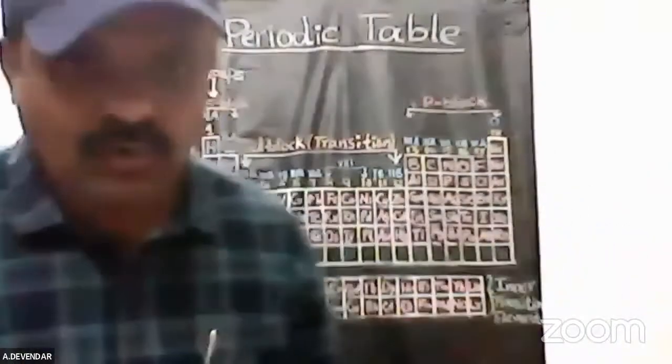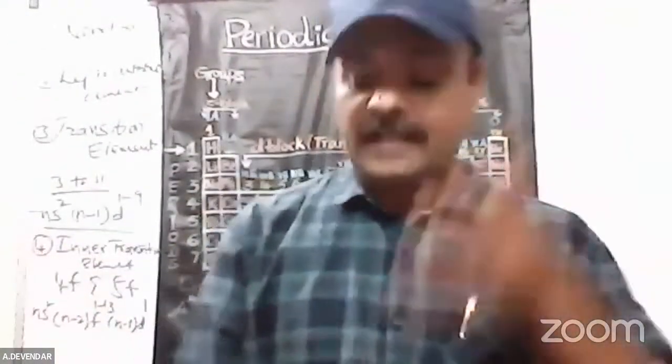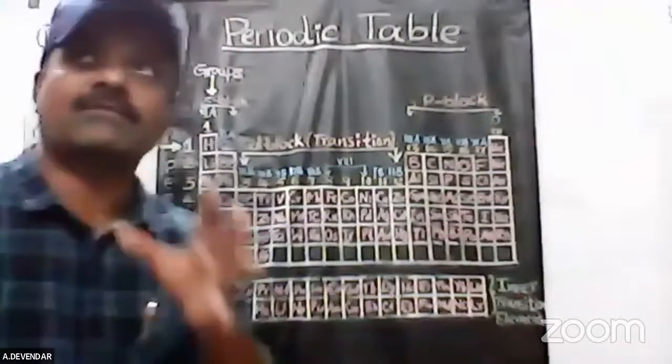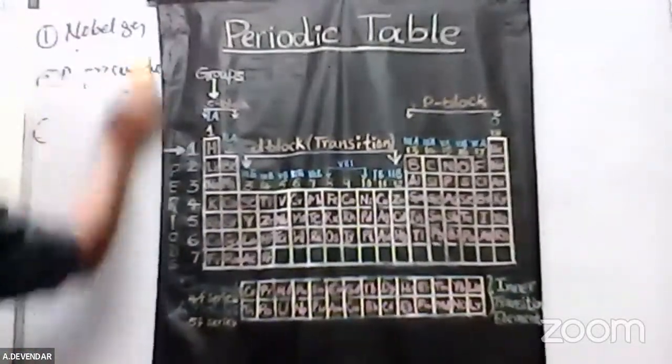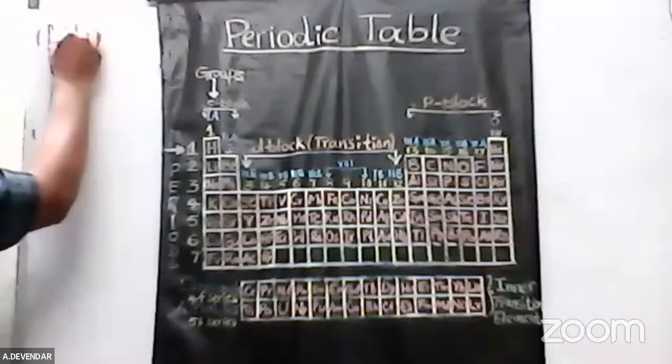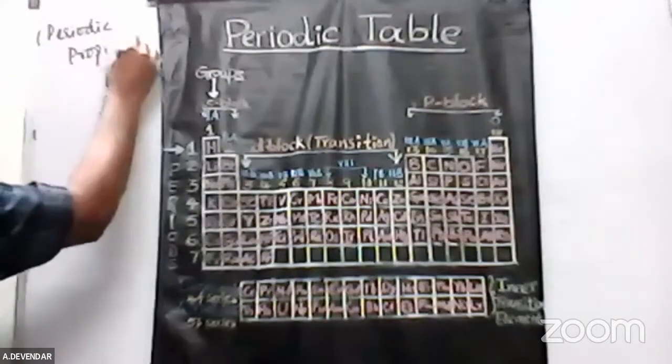Okay, friends, now we'll go to the properties. Properties are important because so many properties are there. Whatever the properties, I will finish within 5 to 10 minutes. The properties are very important. Again, the long question is particularly on the periodic table, the periodic properties. What are the periodic properties?